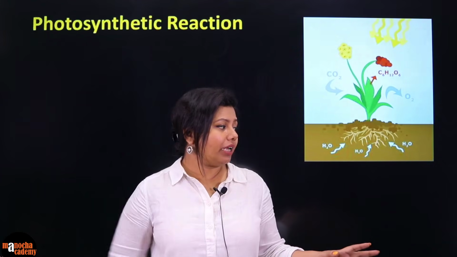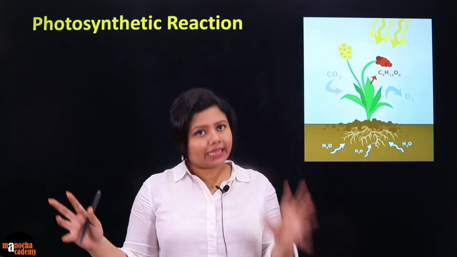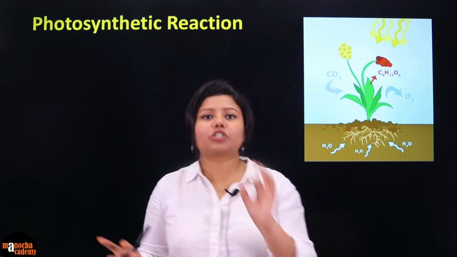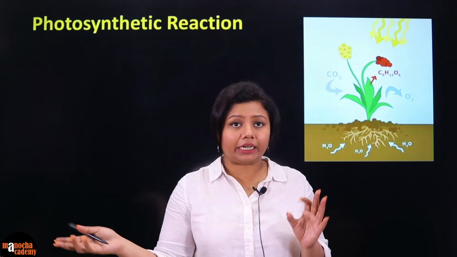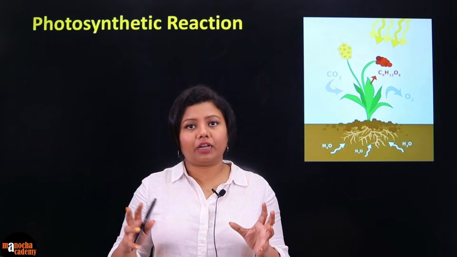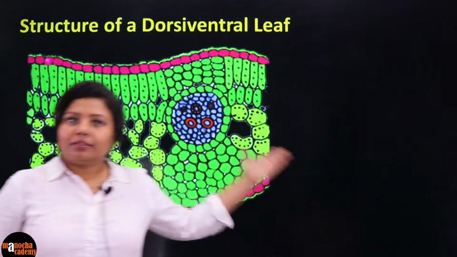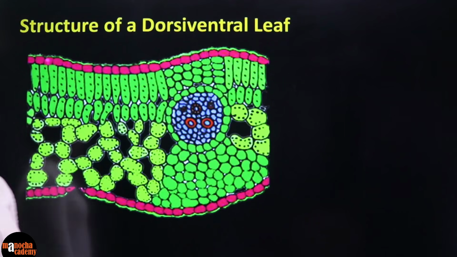Anabolic, Aditi, anabolic means that small molecules are joined to form a large molecule. In that process, energy is absorbed. But any reaction where energy is absorbed is called endergonic. So endergonic is on the basis of whether energy is absorbed or liberated. Anabolism is on the basis of whether there is synthesis or breakdown. Now, coming to the photosynthetic organ or tissue, where does photosynthesis take place?